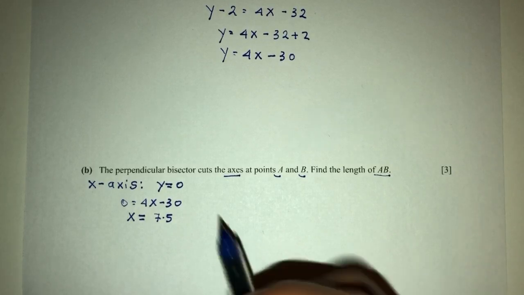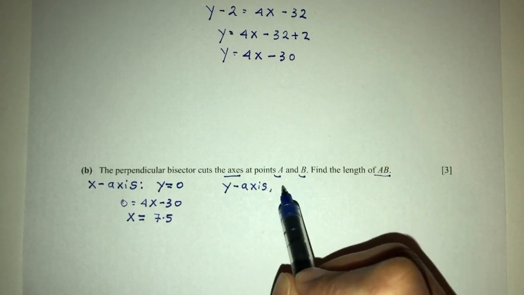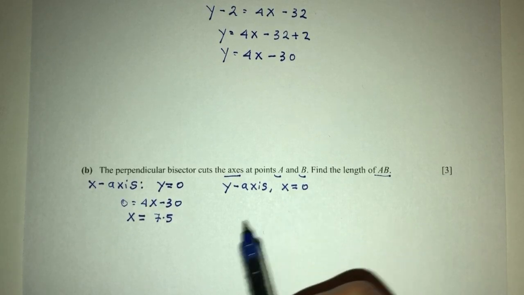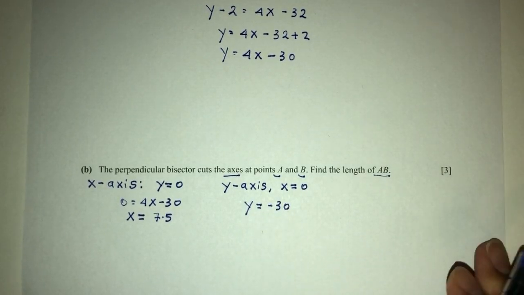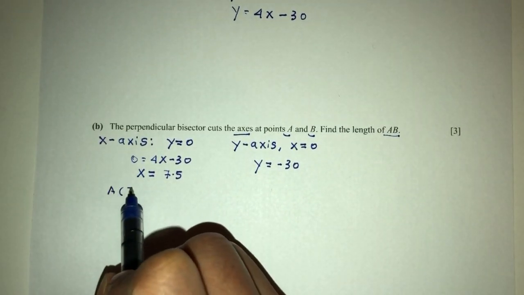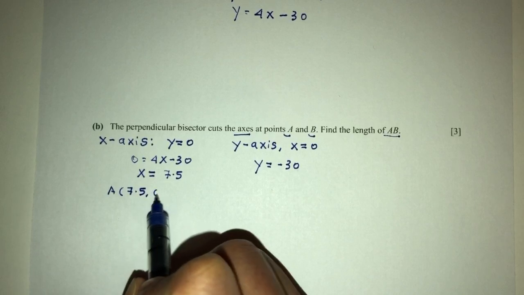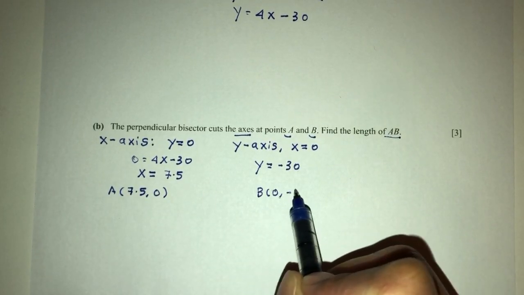Now the next one, the y-axis, what do we know? We know the value of x has to be 0. That will be y is minus 30. So now we have the 2 points. A will be the point (7.5, 0), and B will be the point (0, minus 30).